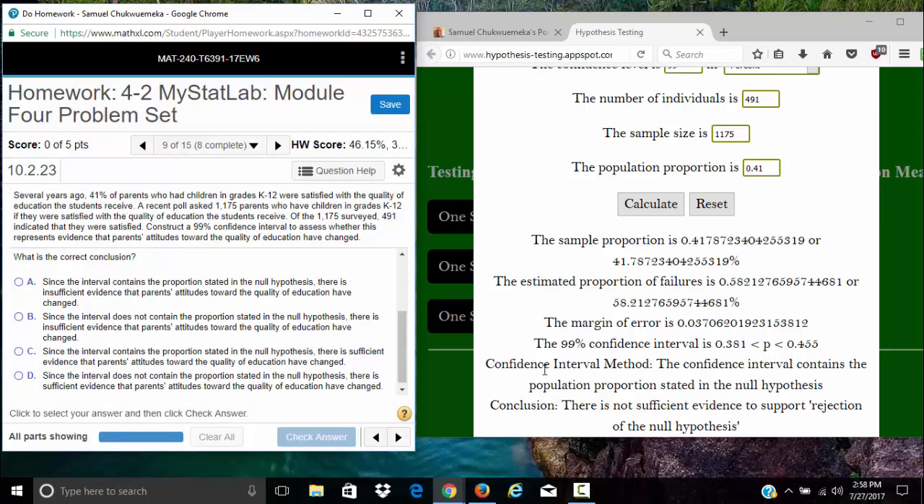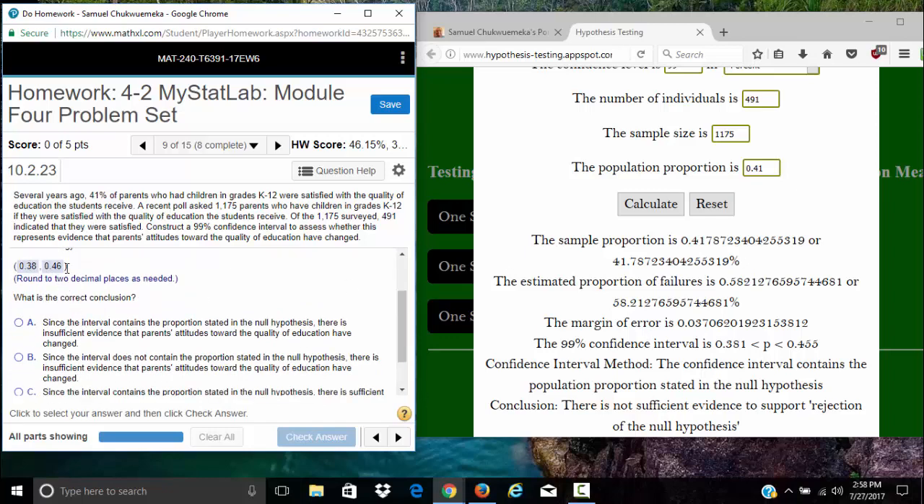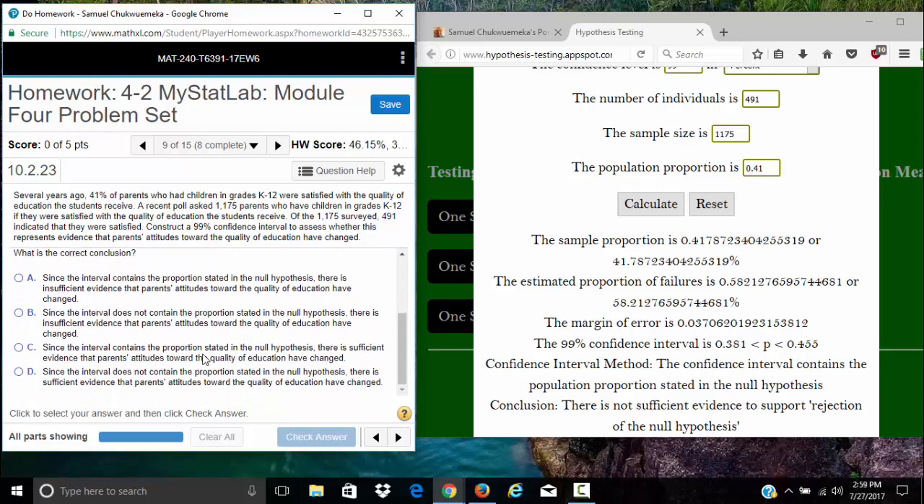Now, what is the correct conclusion? There is not sufficient evidence to support rejection of the null. So the confidence interval actually contains the population proportion. Population proportion is 0.41. And you look at this here, these two intervals. 0.41 is contained in this confidence interval. So because the interval contains the population proportion, then there is not sufficient evidence to support rejection of the null hypothesis.